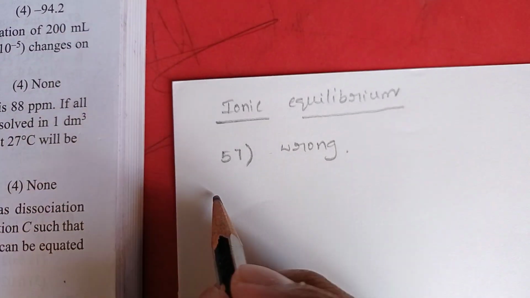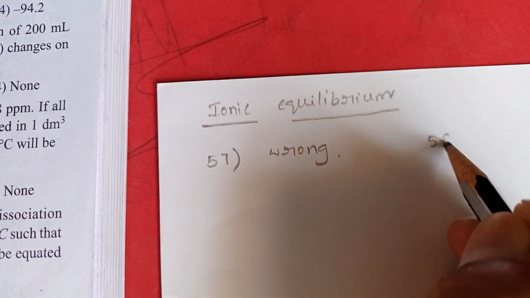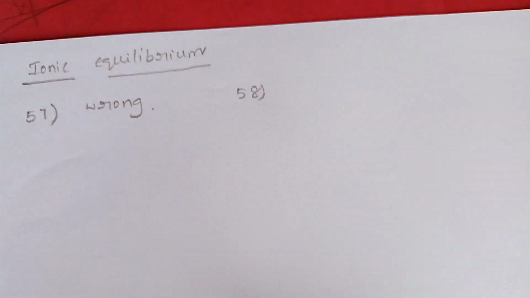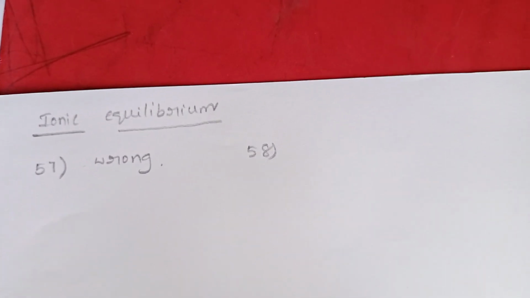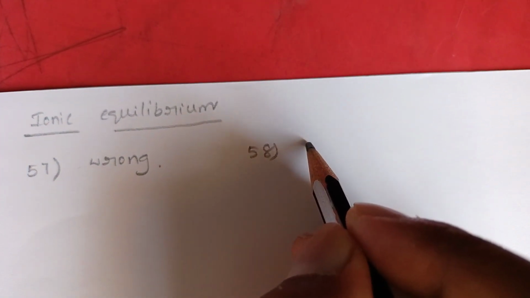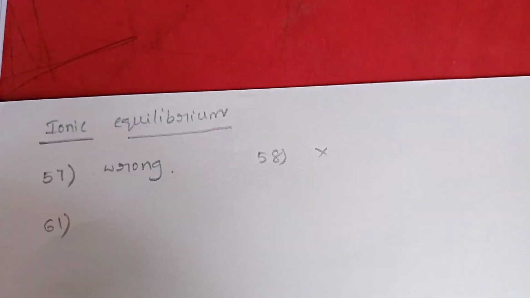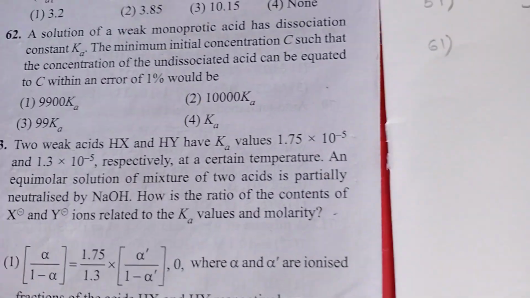So leave it. The 58th problem is a miscellaneous problem, which means it is not only related to the ionic equilibrium model, it is also related to other concepts. Those concepts are not covered, those are second year concepts, so leave that one also. Okay, no problem. Now come to problem number 61.